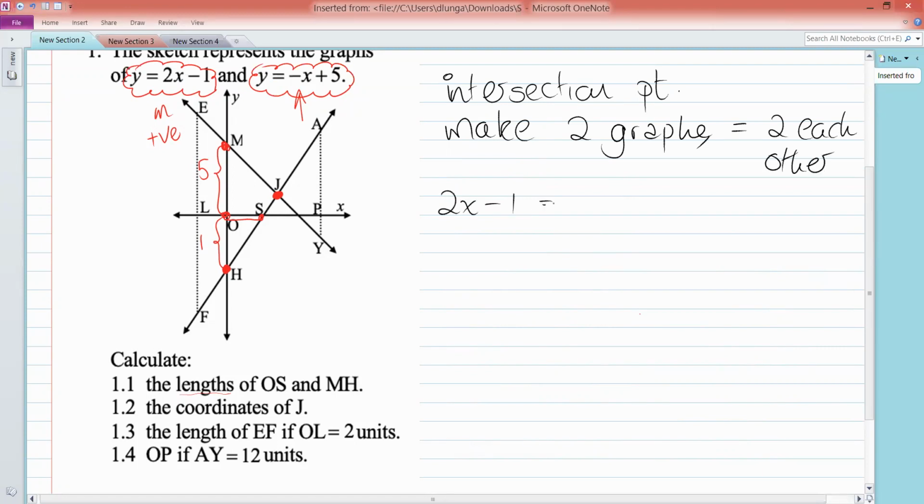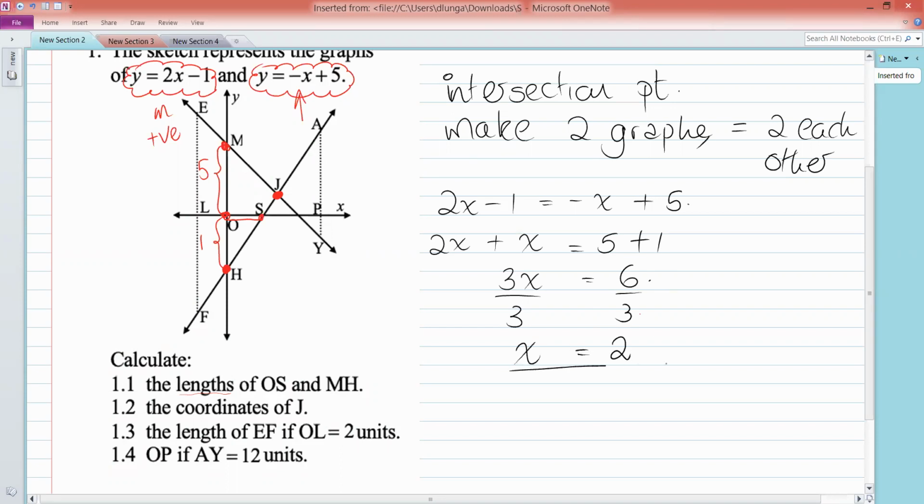So that's what we're going to do here. 2x minus 1 equals minus x plus 5. We want to group all our x's on one side. So 2x plus x is equal to 5 plus 1. Here we have 3x. On the other side, we have 6. Divide both sides by 3. Therefore, the x coordinate is equal to 2. How do I find the corresponding y value? What can I do there?